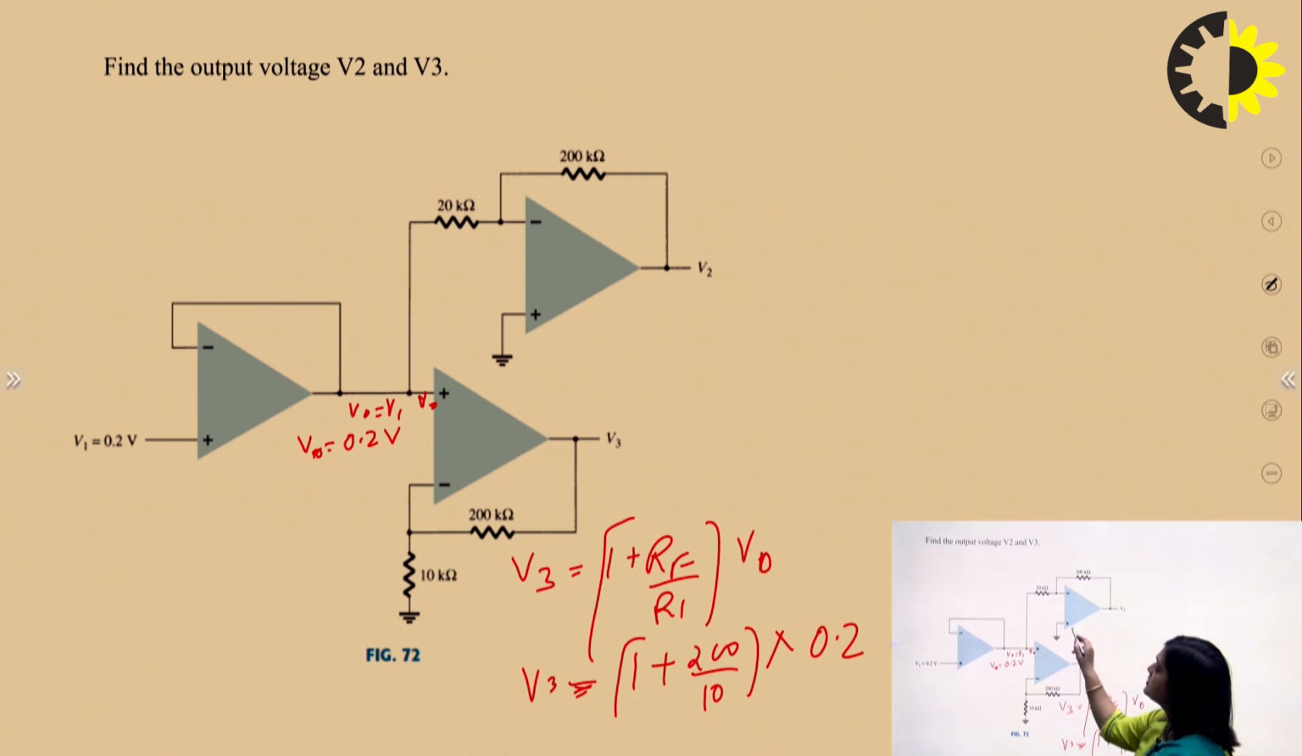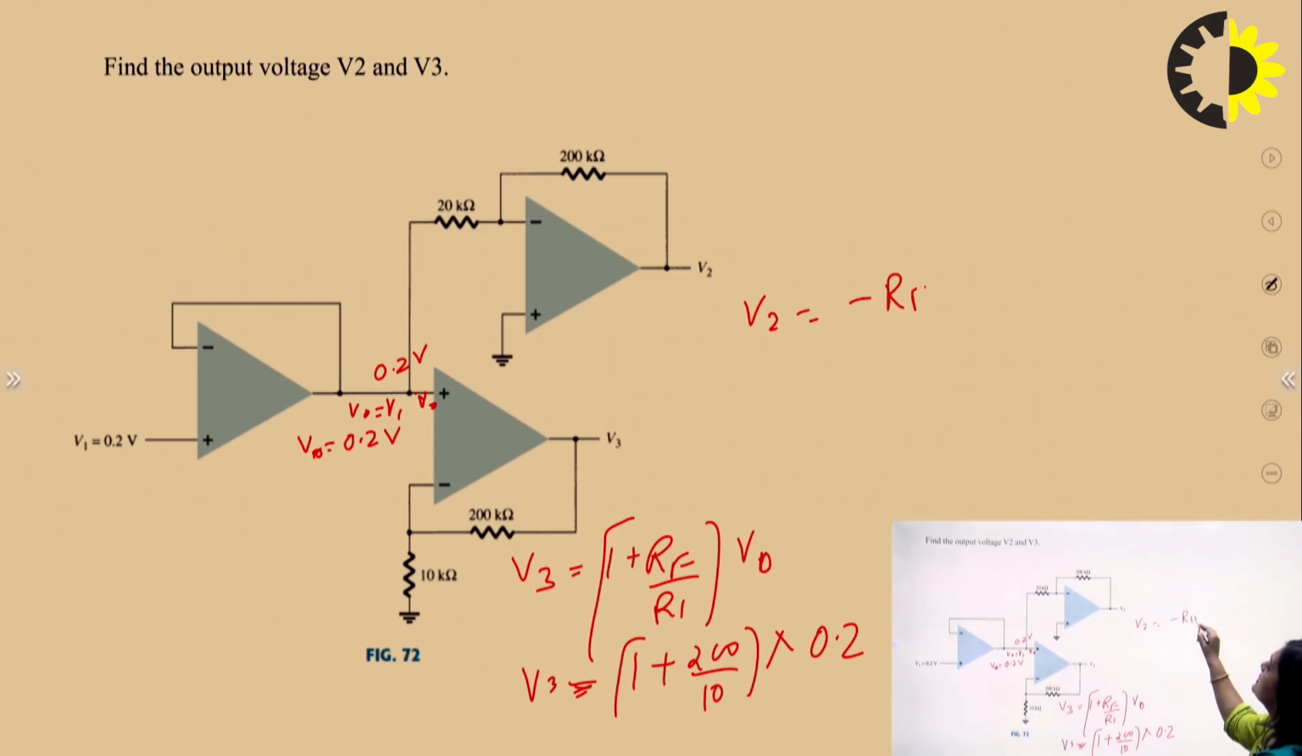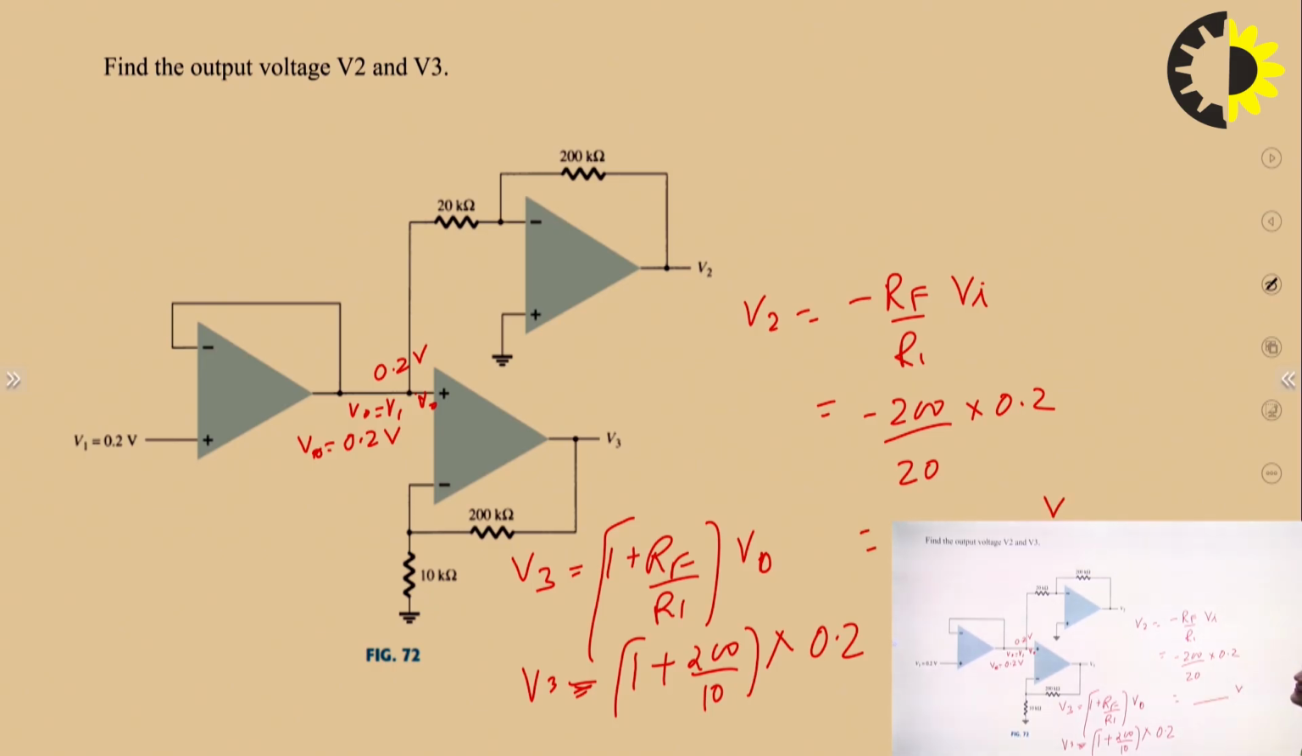Here we can see the positive terminal is grounded and at the negative terminal the input is provided, that is the output of this unity gain follower, and that input is equal to 0.2 volt. So the formula for this V2 is minus RF upon R1 Vi. So it will be minus 200 upon 20 multiplied by 0.2. So we can solve this and we'll have the value of output voltage V2.